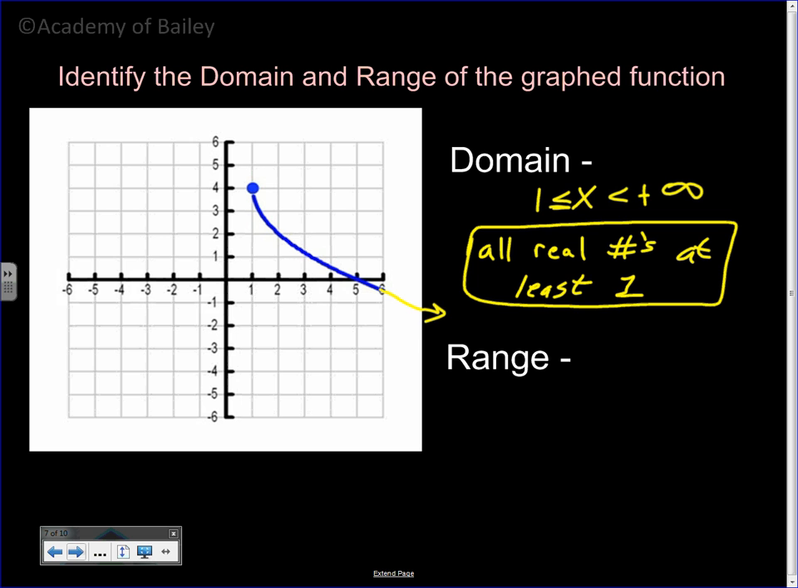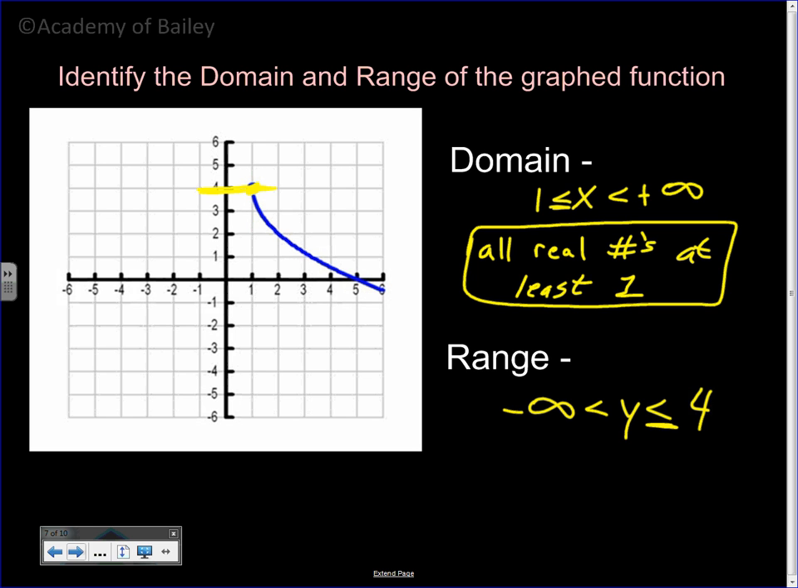And the range is talking about the up and down. So let's look at the range. If we note this keeps going in the down direction forever, we know that's going towards negative infinity. And if it stops right here, that would be positive 4. And it does include positive 4, so we have to put the equal to sign there.